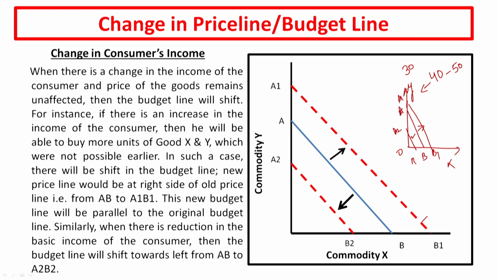So, this line basically occurs when the income of the consumer is increasing, and this line occurs when the income of the consumer is decreasing.